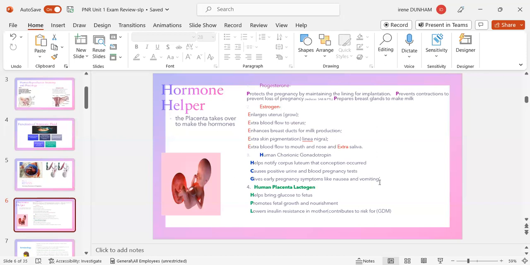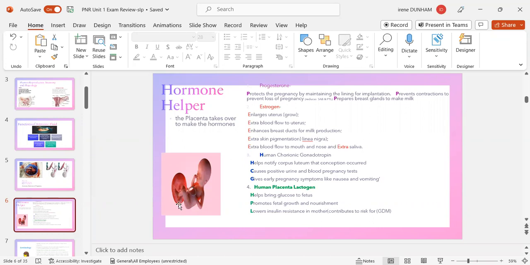And then the last hormone is the human placental lactogen, which we abbreviate HPL. And H stands for helps bring glucose to the fetus. Remember, it's sugar, and it comes from the placenta. And then P promotes fetal growth and nourishment. Yeah, baby's got to grow, he's got to get it somewhere. And then it lowers insulin resistance to moms. And remember, we talked about that in chapter 5. So HPL actually contributes to the risk for gestational diabetes. And that was, again, chapter 5.